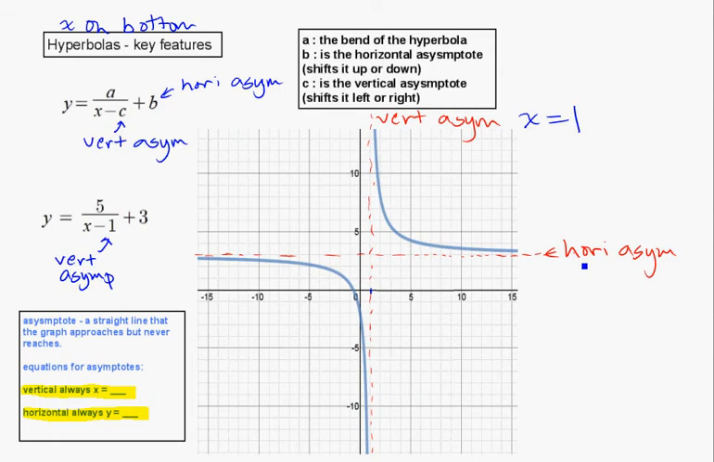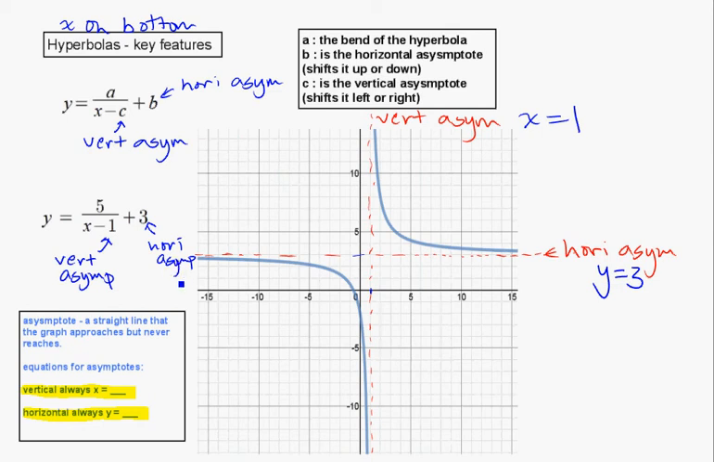So for the horizontal, similar idea. An important feature of that dotted red line here is that the value of y never changes. The value of y is always 3. So my equation here is going to be y is equal to 3. And I can see that as well from the formula here. The horizontal asymptote is going to be 3.